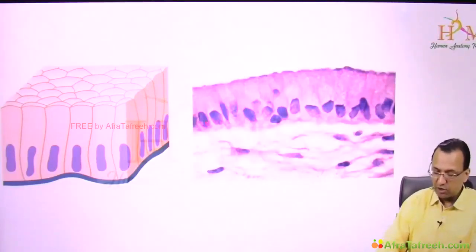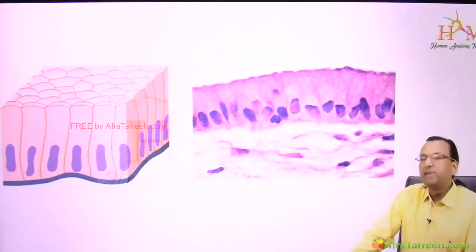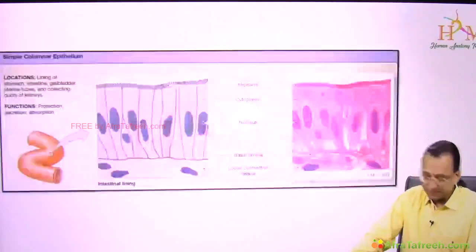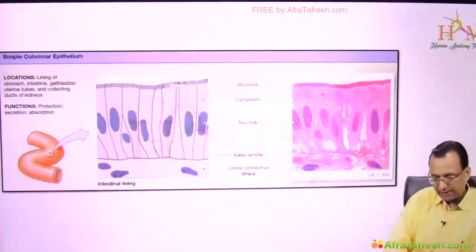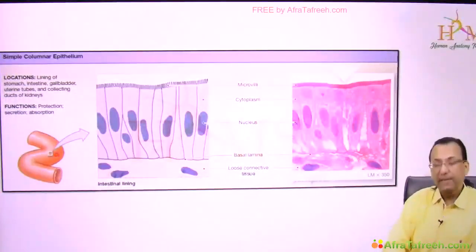And where did you see the columnar? Actively secreting thyroid follicle. Where else? Intestine and stomach and other places also.